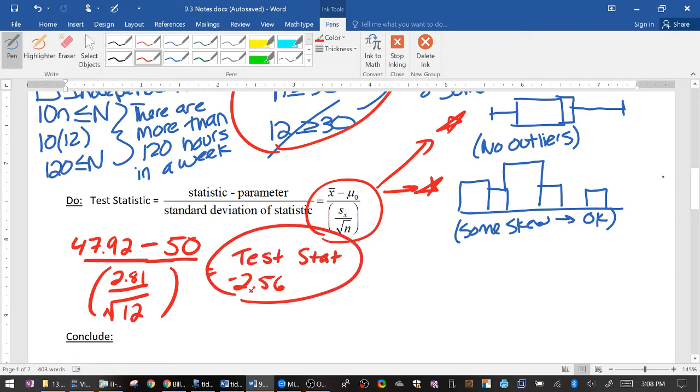Okay, if you notice, we're on the left side. So if I'm looking on the left side, they claim to play 50 minutes of music per hour. We're negative 2.56 standard deviations to the left. So I'm on the left side. There's negative 2.56. I want to find out this area. Okay, so in order to do that, that's going to be my p-value. In order to do that, I'm going to use my calculator to figure this out.